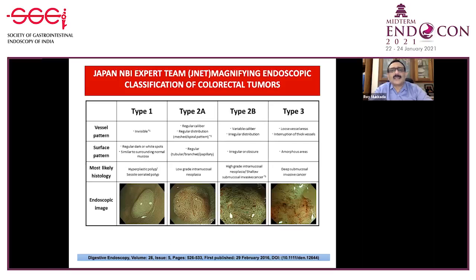Type 2A is tubular, branched papillary or low-grade intramucosal neoplasia, which can be taken out by EMR or ESD. And type 2B is high-grade intramucosal neoplasia with shallow submucosal invasive cancer, for which you can go for ESD. But type 3 definitely is surgery only because it has got deep invasive cancer.